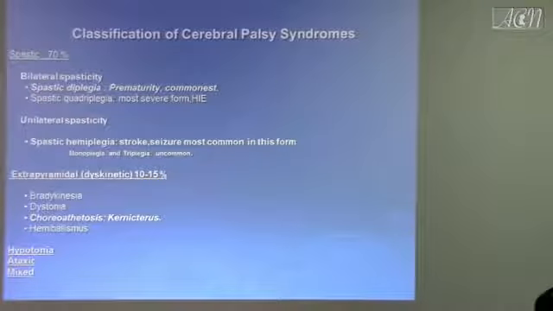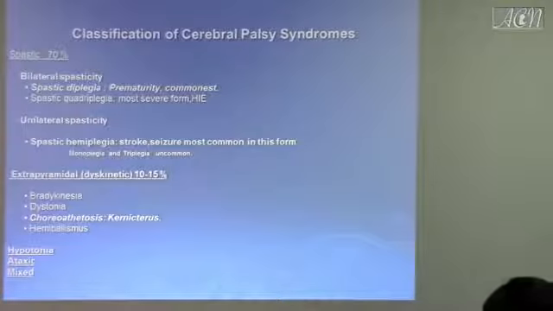Most common in this form is the seizure. Monoplegia and triplegia, I have probably 2 or 3 patients of each, and it is uncommon, right? Now, spastic hemiplegia, stroke, spastic diplegia, prematurity. Now, the extrapyramidal or dyskinetic cerebral palsy is 10 to 15%.